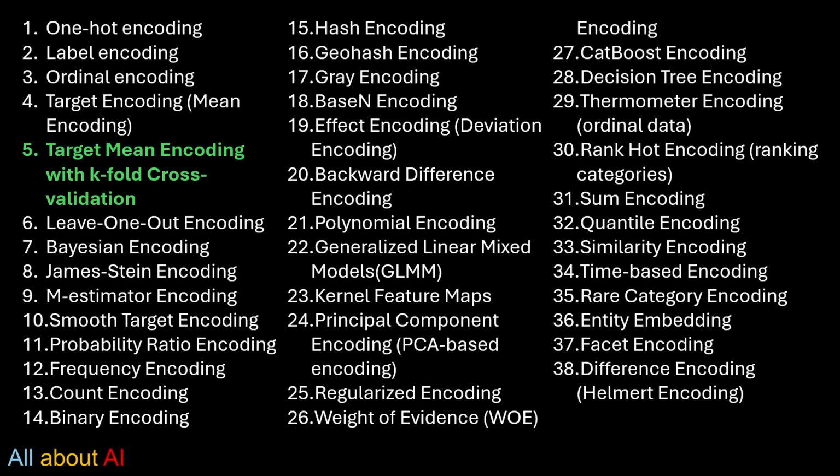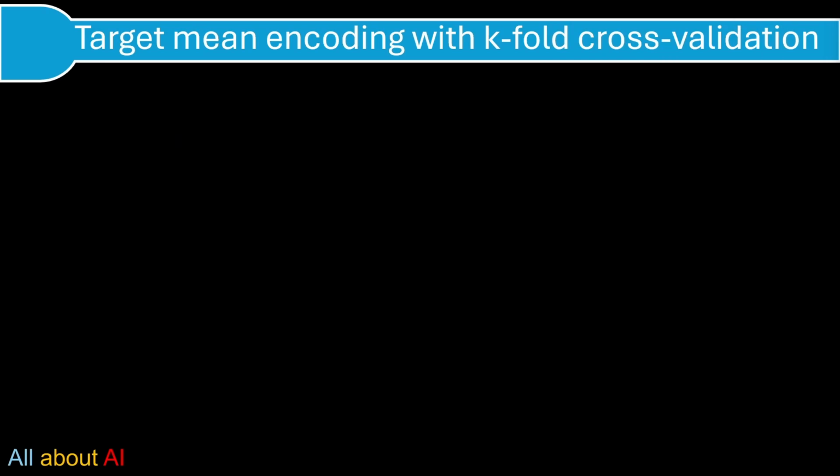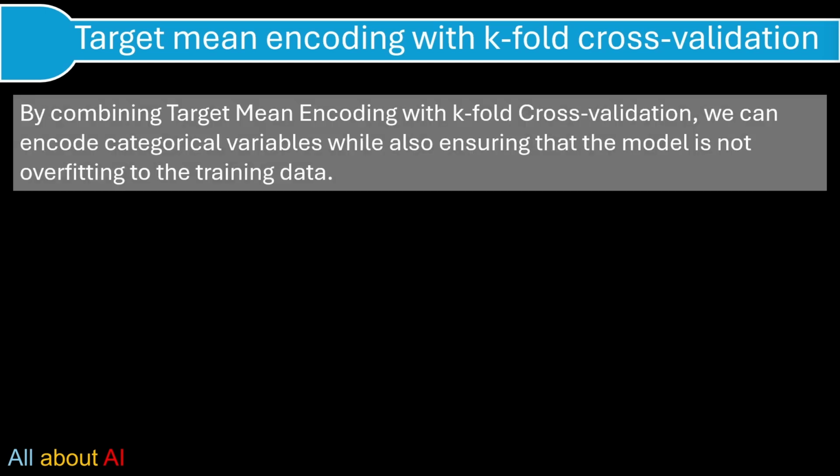Target mean encoding with k-fold cross-validation. Usually, mean encoding is notorious for overfitting. Thus, a regularization with cross-validation or some other form of approach is a must in most of the cases. By combining target mean encoding with k-fold cross-validation, we can encode a categorical variable while also ensuring that the model is not overfitted on the training data.